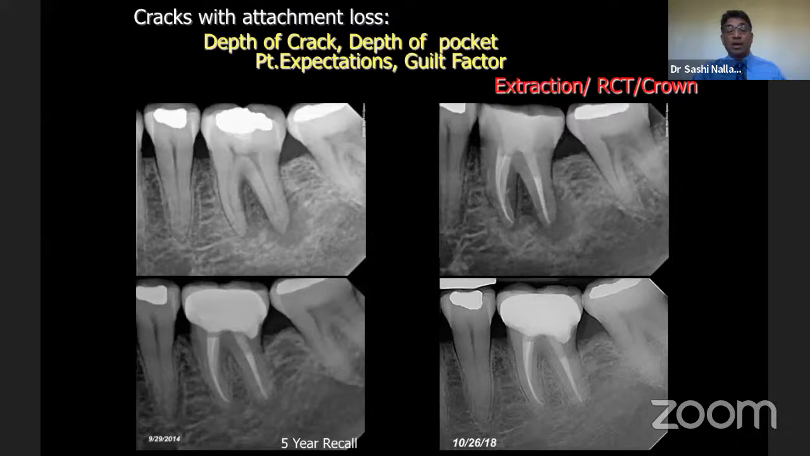And this is another 5 years, 10 years now. So this is at 10 years, patient still has the tooth, everything looks perfectly fine. So for this patient, it really worked out very well because after 10 years, they still have the tooth.